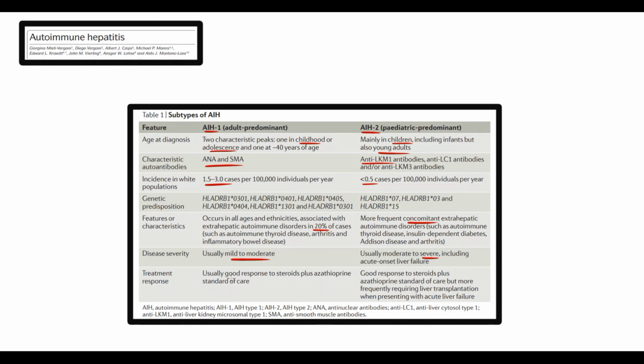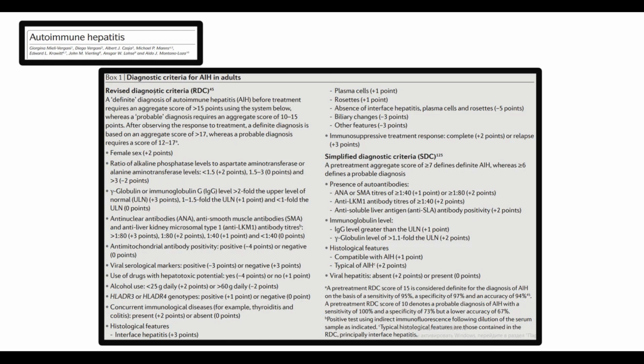And also, type 1 autoimmune hepatitis typically has good response to treatment, but type 2 hepatitis long-term more frequently causes liver cirrhosis, and thereby liver transplantation is more common in type 2 autoimmune hepatitis. Nowadays, to diagnose autoimmune hepatitis, we use diagnostic criteria. Actually, we have two of them, full version and simplified version.